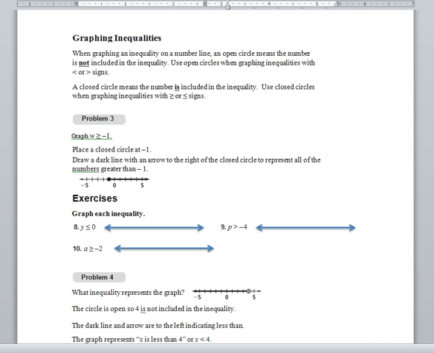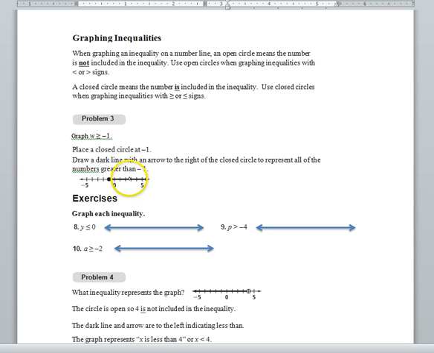We're going to graph w is greater than or equal to -1. The first thing you do is you put a closed circle on -1, just like you see on your paper. So that dot is filled in. Now, w is greater than or equal to -1, so you need to draw a line to the numbers that are bigger than -1. That's why this line goes off to the right.